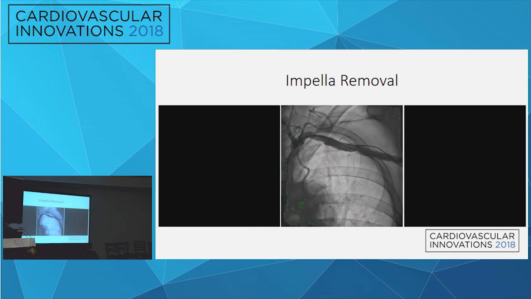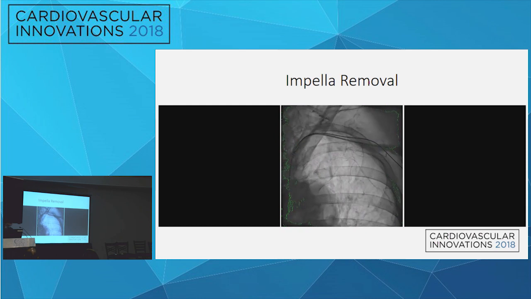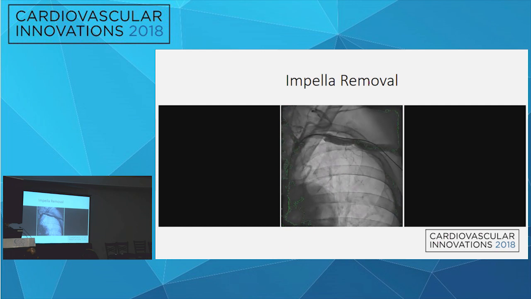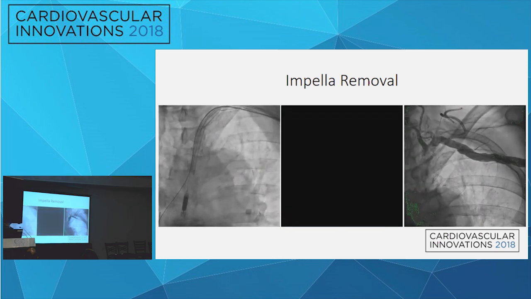So we generally put an occlusion balloon distally when we're closing, just to make sure that we obtain good hemostasis. So this is the picture from that, and this is our final post.